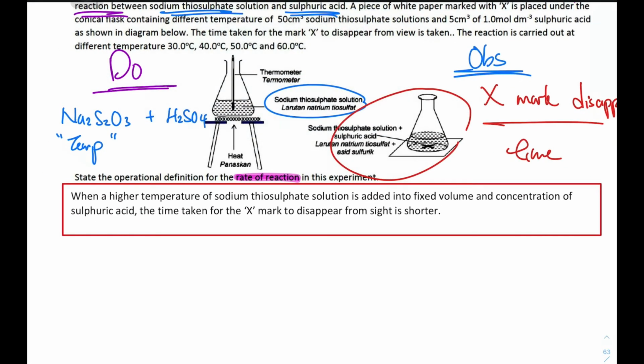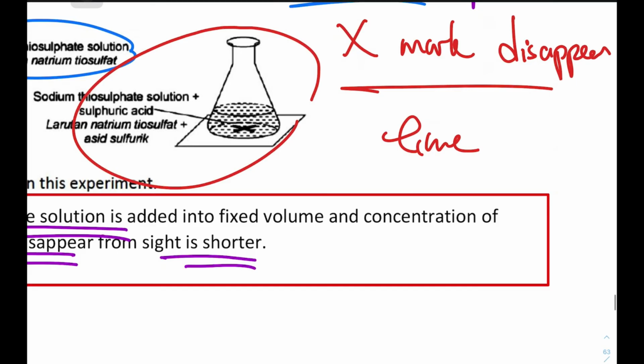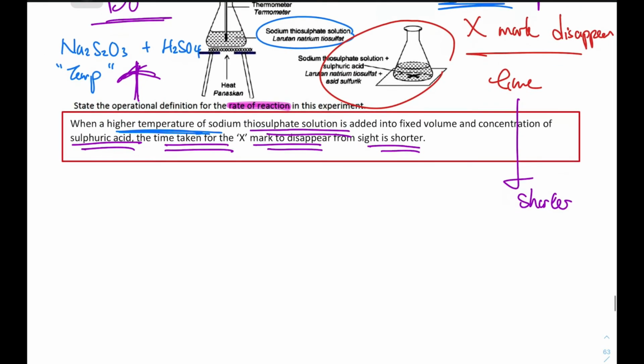Answer. Higher temperature. I make a comparison. Higher temperature of sodium thiosulfate solution is added into a fixed volume and concentration of sulfuric acid. This is what I do. And then the time taken for the X mark to disappear is shorter. When temperature is higher, rate of reaction will be higher. Rate of reaction higher means the time taken will be shorter. The X mark will disappear faster. So you see, I make a comparison. Higher temperature, less time taken for the X mark to disappear.